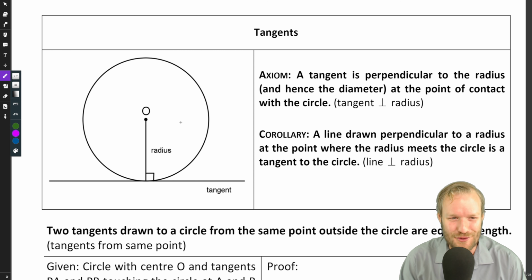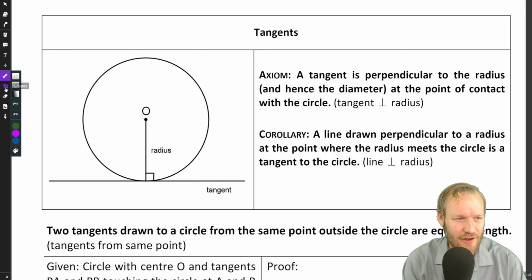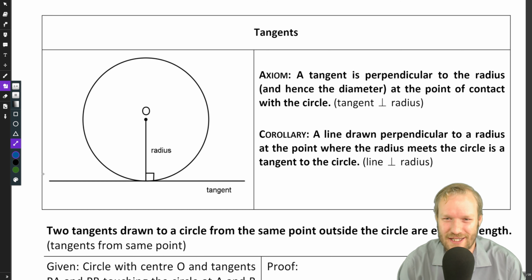Welcome back, grade 11s. We've got our proof here on tangents from the same point. But before we get to our proof, we just need one axiom. Our axiom is something that we're just going to state to be true, and then we're going to use it later. There's a bit more to axioms, but let's just take that as our meaning for now.